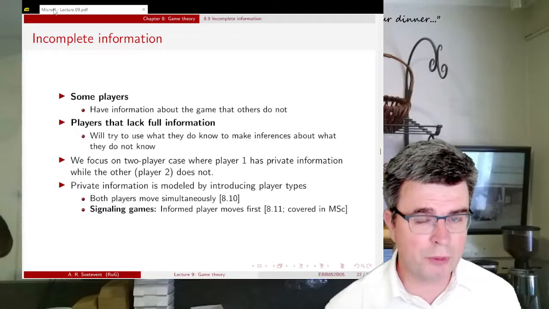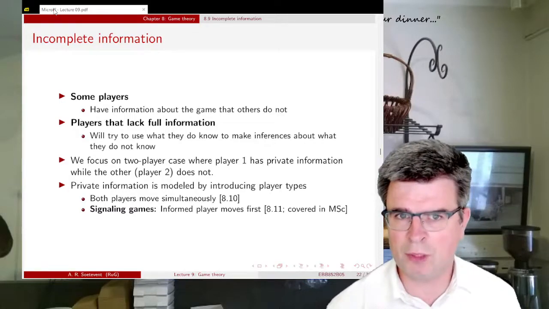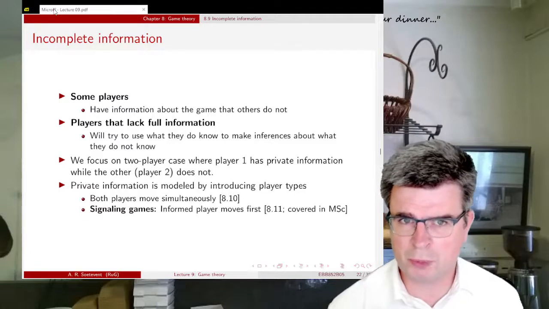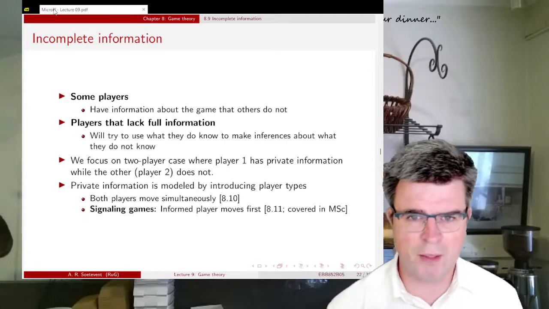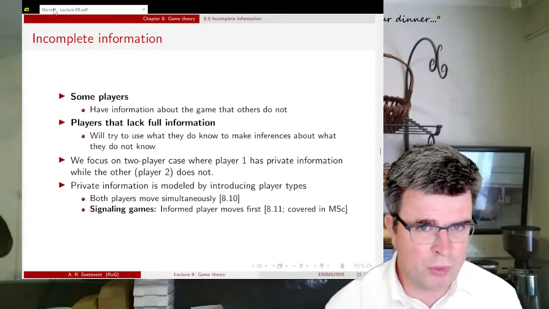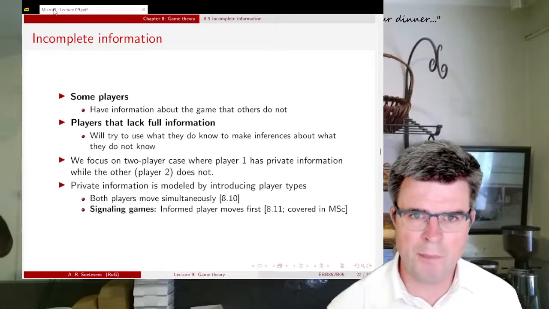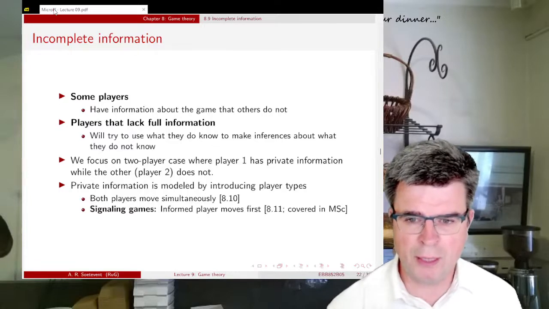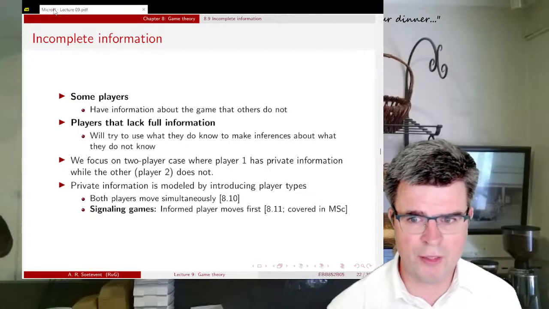So what we will do is quite simple. We focus on simple games with 2 players, and we assume that player 1 has private information, something that player 2 doesn't know, and all that player 2 knows is also known by player 1. And private information in game theory is modeled by introducing player types. So, and there are 2 flavors.